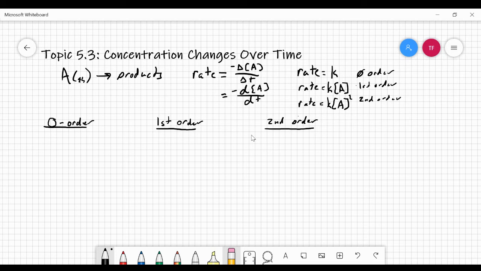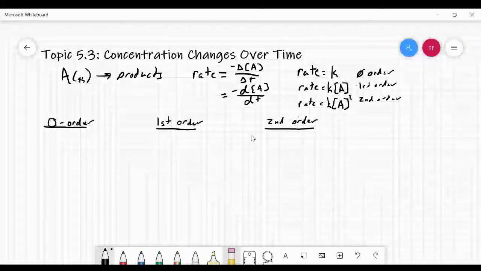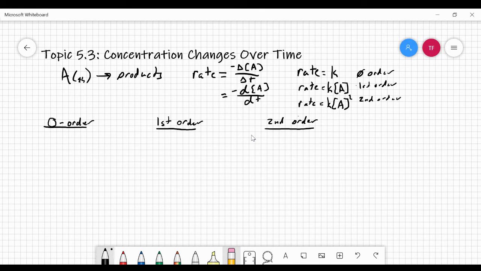Hello, in this video we're going to talk about AP Chemistry's topic 5.3, the concentration changes over time. This is going to focus on the integrated rate laws and how we can use them to determine the order of reaction and also the value of a rate constant, as well as the concentration of a reactant as time progresses.